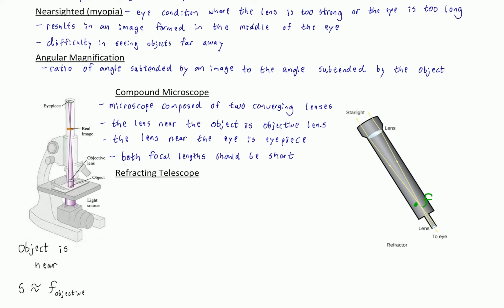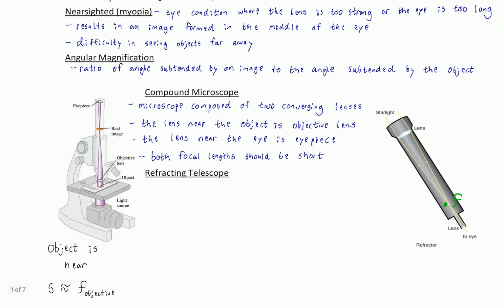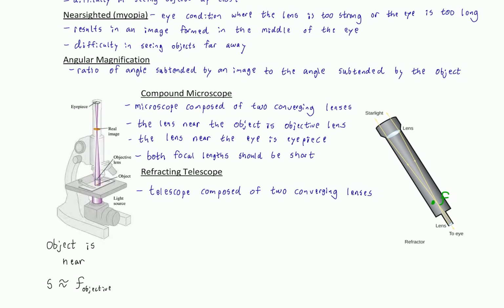In fact, we can define the distance between the objective lens, right here, and the eyepiece as L. So this distance here is L, the distance between the two lenses.